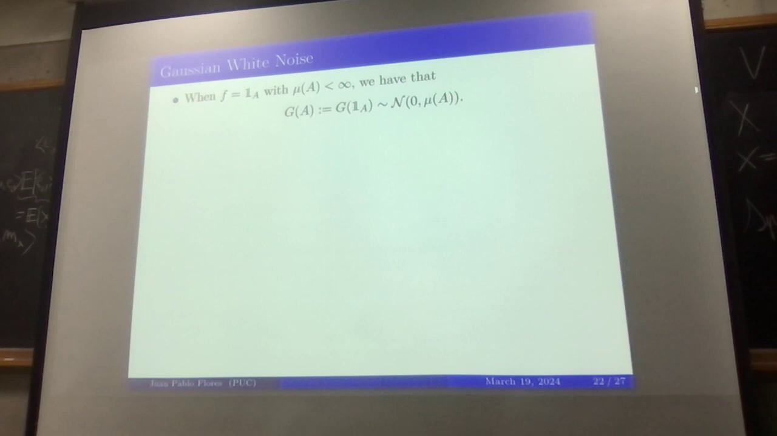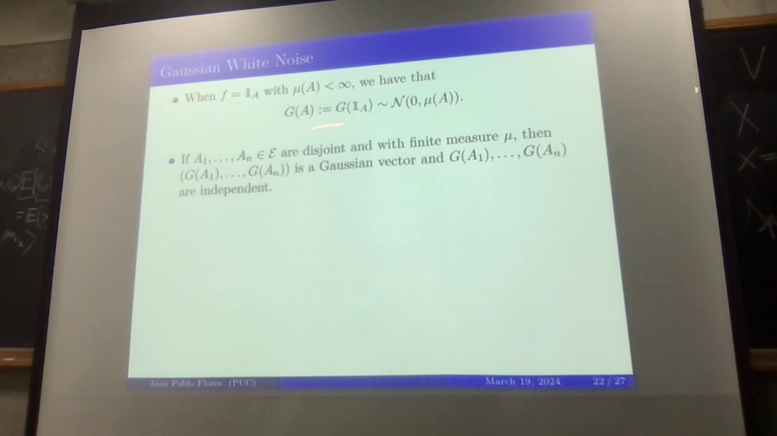Other instances of Gaussian white noise are the following. If we start with f equal to an indicator function of a set A that has finite measure mu, then we define G of A equal to G of the indicator. This is going to be a centered Gaussian, and it's going to have variance mu of A. It's that same property. Okay.